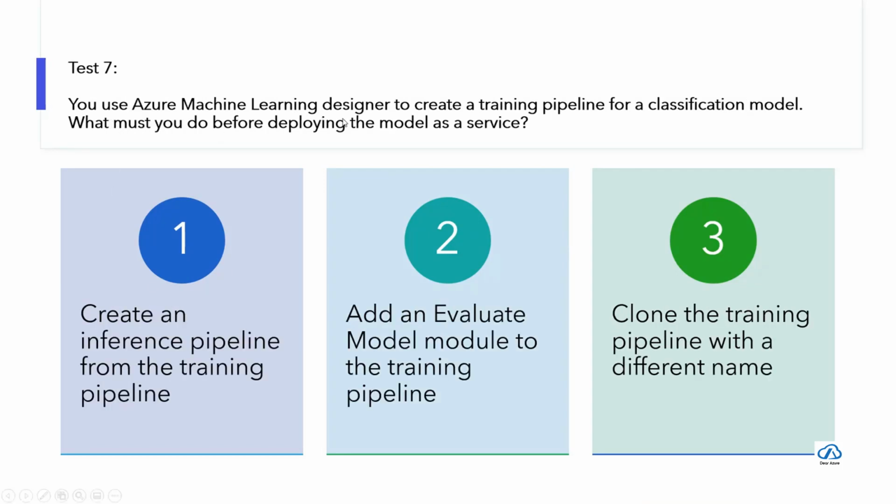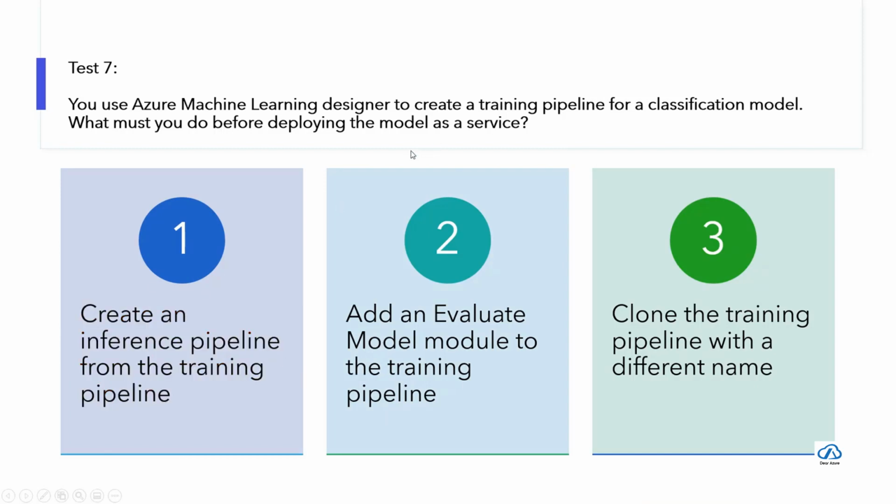Then you are using Azure Machine Learning Designer to create a training pipeline for a classification model. What must you do before deploying the model as a service? Create an inference pipeline from the training, add an evaluation module to the training pipeline, clone the training pipeline with a different name. So what is happening? Before the deployment, you need to evaluate whether it is a good model or bad model because you are doing the training. So you should not add inference. You should add this one.